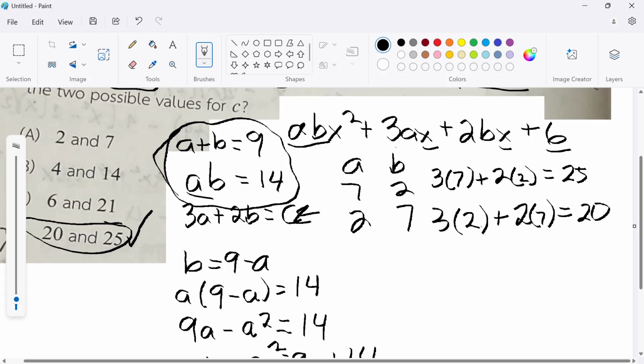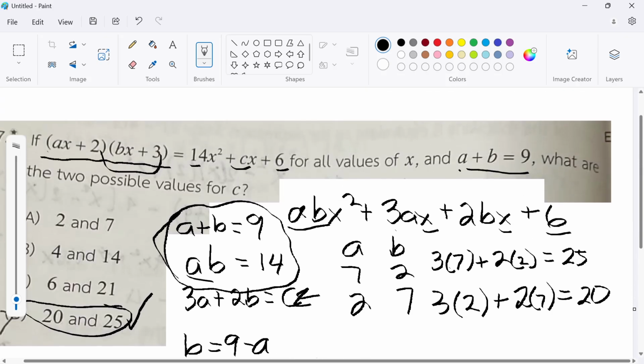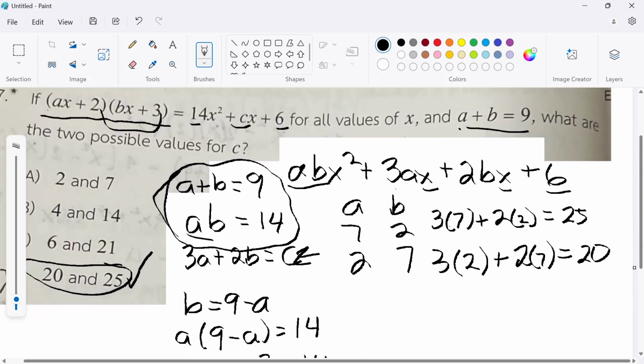So those are two possible values for c using polynomial equivalence, and you will see this quite often on the test.